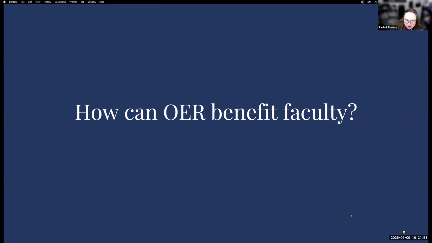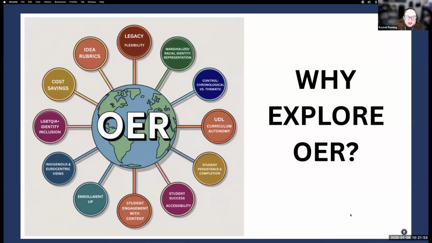So how can OER benefit faculty? We talked about it a little bit already, but really there's a lot of different pieces to this, and faculty choose it for a lot of different reasons. Some people choose it for the legacy and the flexibility because they want to stick it to the commercial textbooks. Others because they want to integrate marginalized racial identities and representation. Others because they want real control. They don't like the chronological version. They want to make it thematic or vice versa. Universal design for learning as well as curriculum autonomy. Student persistence and completion, student success, all of those things that we've talked about already.